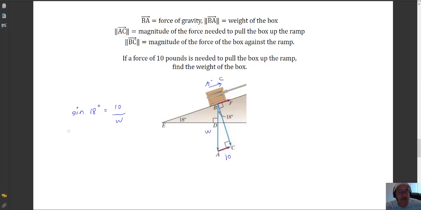So solving, we're going to multiply both sides by W. We'll say sine 18 degrees times W equals 10. Divide both sides by the sine of 18 degrees. So you will find a lot of vector problems in other classes besides this one here. But I think that one makes a lot of sense from what we've done in the past. And let me go ahead and get that answer. All right, I came back with about 32.36 pounds as the weight of the box. All right, so let's look at some more application problems.